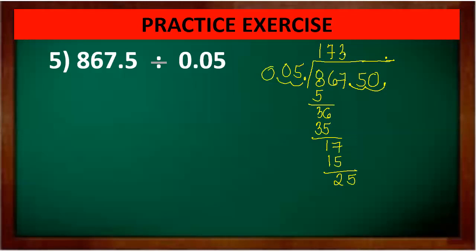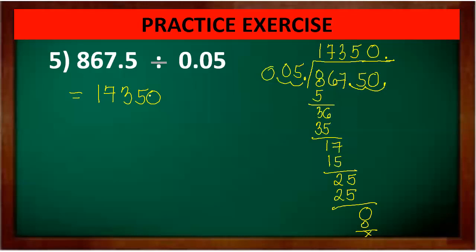25 divided by 5 is 5. 5 times 5 is 25. This is 0. So you bring down 0. 0 divided by 5 will give you 0. 0 times 5 is 0. Okay. So therefore, our answer is 17,350. See? Very easy, di ba?